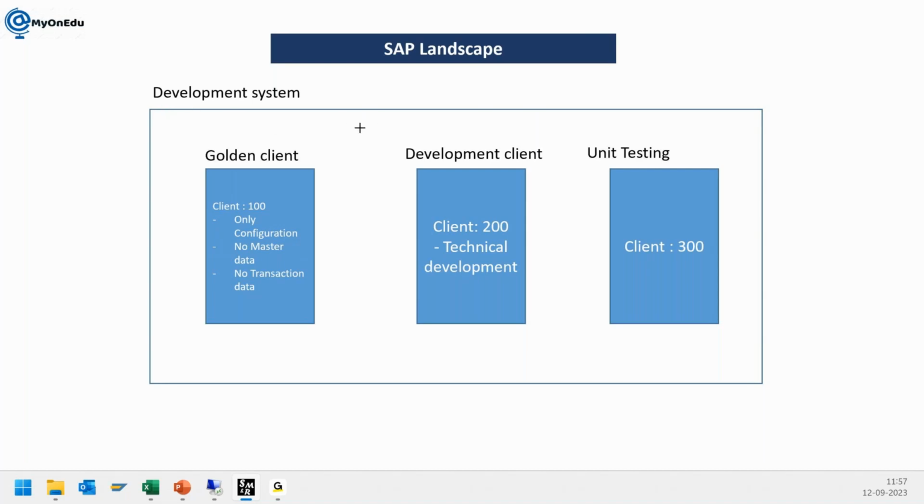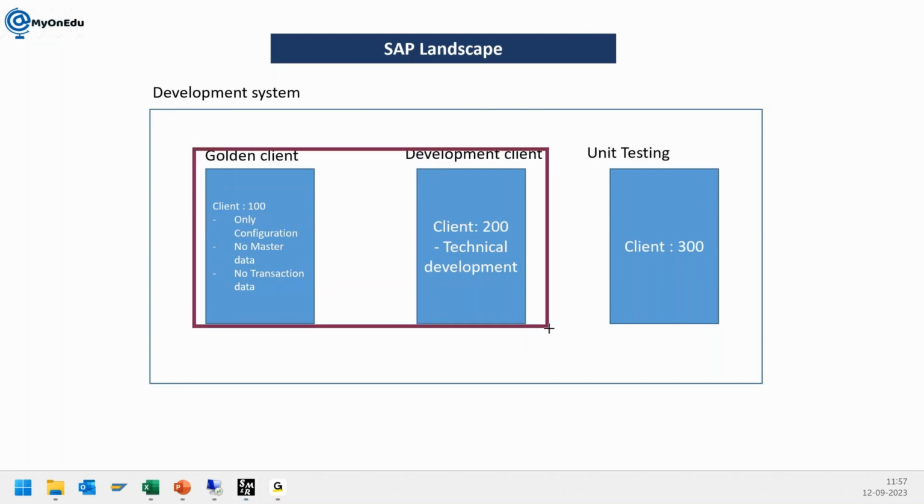So in the development system, again we have three different clients. Three different clients is a general approach. It can be a minimum of two; the maximum has no limit, as per the business requirement. Some companies have three, some have four or five, but the minimum we require is two. So two is the minimum which we need on the development system, three is good to have, and four or five depends on the companies.